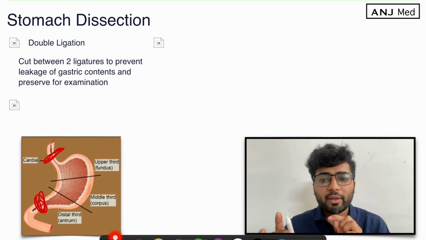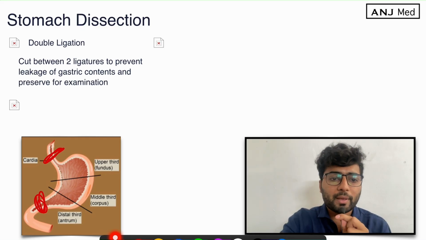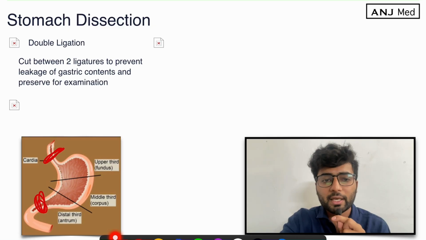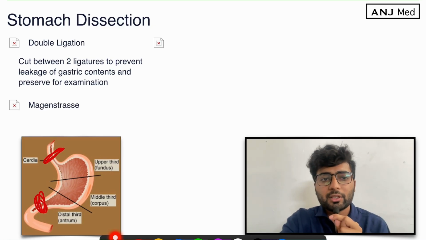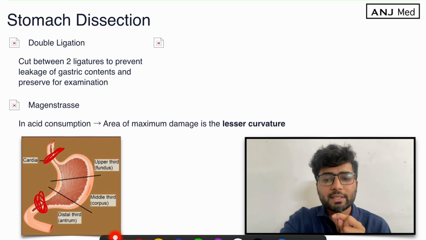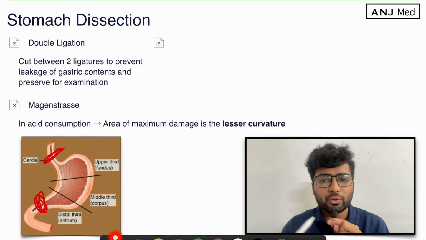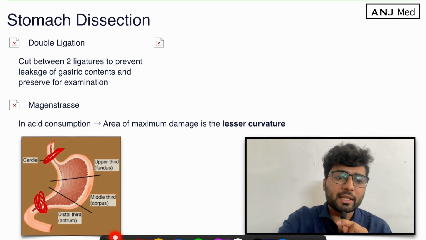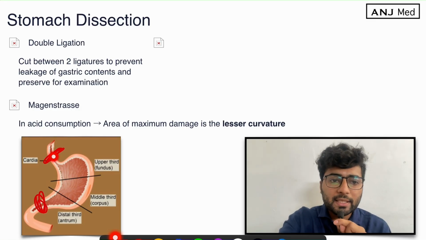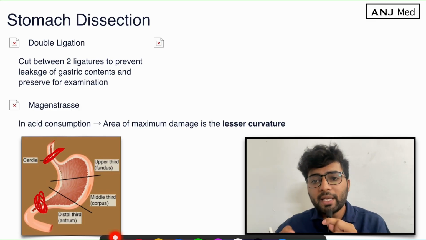Now whenever we are applying the incision, what do you think? Should we apply it at the lesser or the greater curvature? See, there's a term called Magenstrasse. What is the Magenstrasse? When there is acid consumption, the acid goes along the lesser curvature. Now imagine, acid will not just fly off and go elsewhere, right? It will obviously go to the lesser curvature because it's the shorter path, due to gravity. So in acid consumption, the area of maximum damage is the lesser curvature. So if we apply the incision over here, then the findings can be disturbed, right?